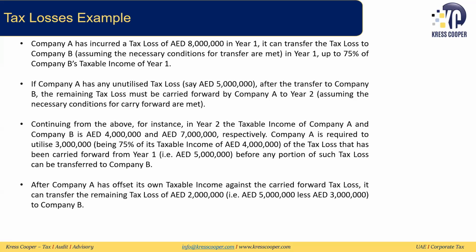Now in this example, for company B, 75% of taxable income is much more than 200,000. So it can either receive more tax loss from another company in the group if it's available. But because of this rule, first the company needs to utilize the tax loss themselves before they can transfer it.